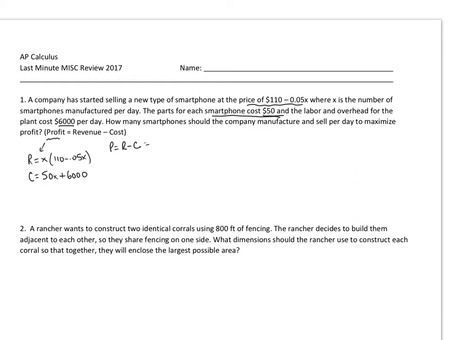And we're going to put this together, and we end up with x times 110 minus 0.05x, minus 50x plus 6,000. Now we need to maximize our profit, so we have to take a derivative here. Well, let's see if we can clean this up a little bit. You can FOIL it out. You can just distribute this x, which would make it easier to take the derivative. So we could say 110x minus 0.05x squared, minus our 50x plus 6,000.